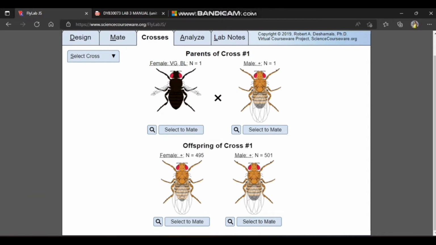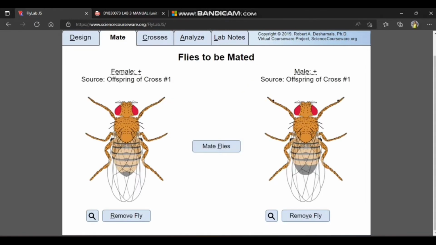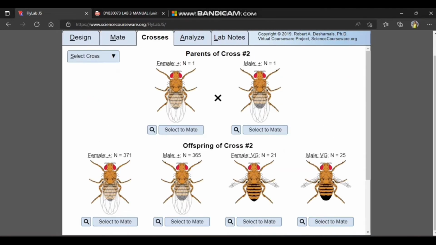So this is the result of the F1 cross, which is the female and male fly. So next, I will cross this fly and this fly. Just click this and this. So mate flies, and then this is the result. This is the result for the F2 cross.